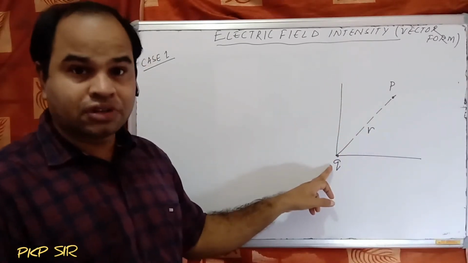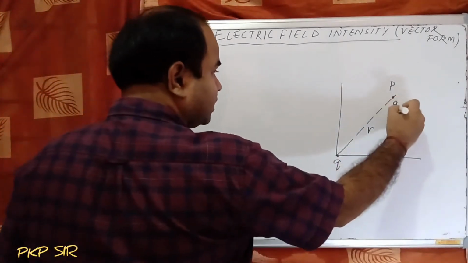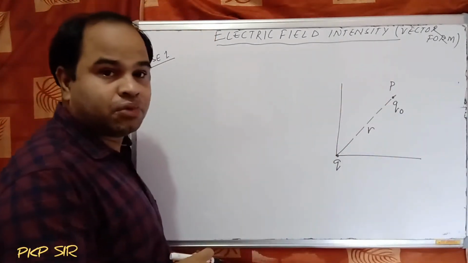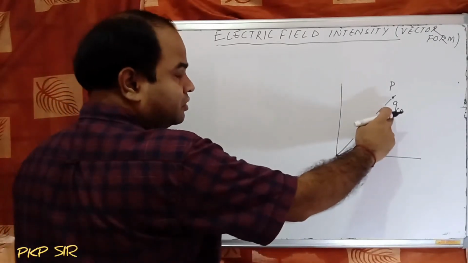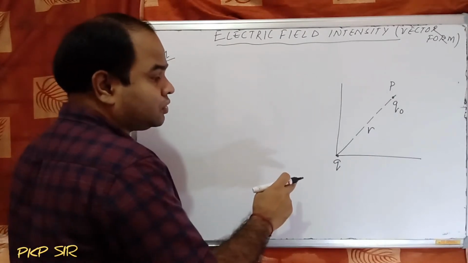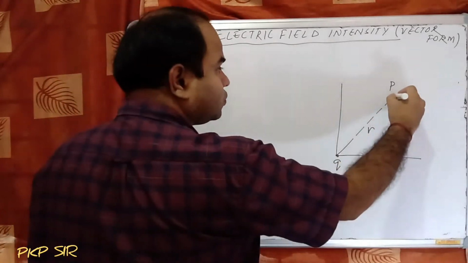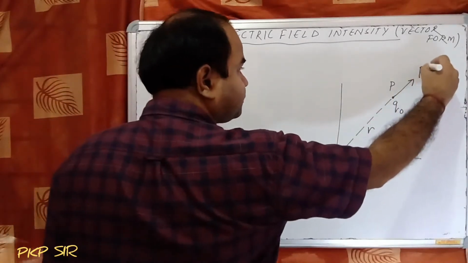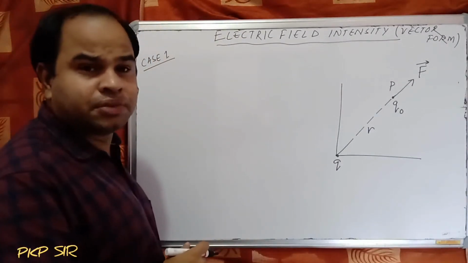Okay? For that, let us place a test charge at point P. The test charge placed at point P will experience a force due to the charge Q. It will experience a force in the outward direction. So what is the magnitude of the force experienced by the test charge?